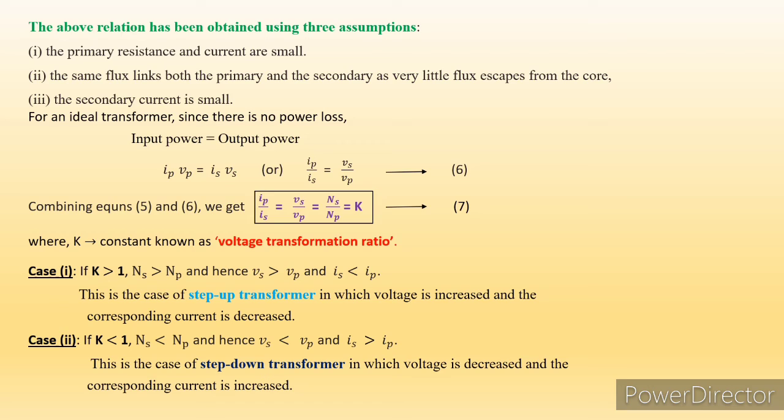Case 2. If K is less than 1, Ns will be less than Np and hence Vs will be less than Vp and Is will be greater than Ip. This is the case of step-down transformer in which voltage is decreased and the corresponding current is increased.